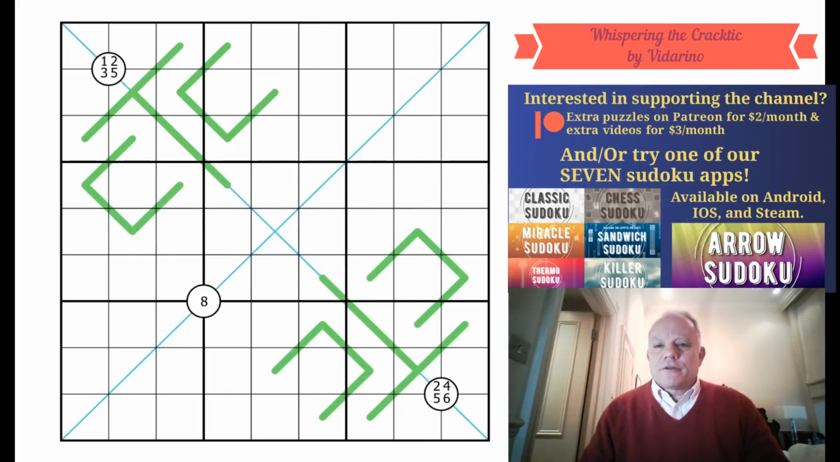Hello, welcome back to Cracking the Cryptic, and I think a debut by Vidarino, who may be Norwegian. Anyway, I love the design of the grid, which has CTC in it, written and rotated.